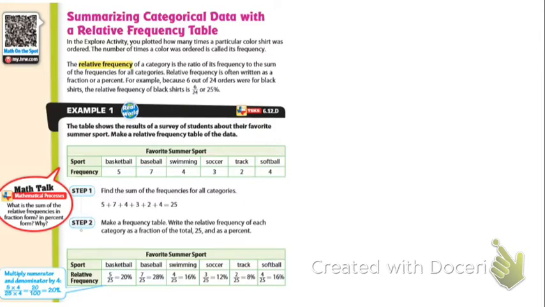Now, step number 2, make a frequency table. Write the relative frequency of each category as a fraction of the total 25 and as a percent. All right, so here, ladies and gentlemen, let's work with basketball first. We know that a total of 5 of the 25 chose basketball as their favorite. So how could we convert 5/25 into a percent?